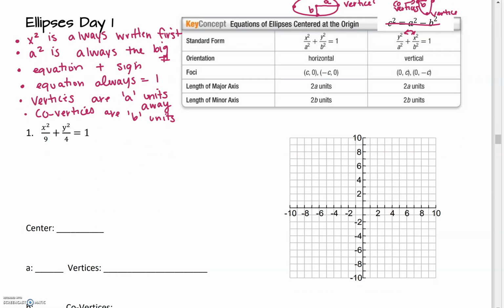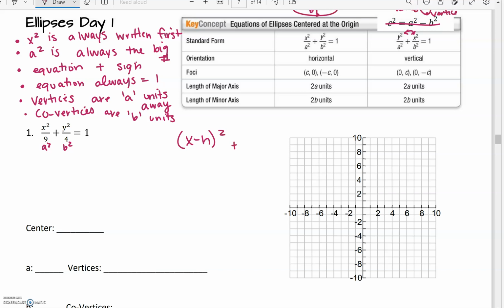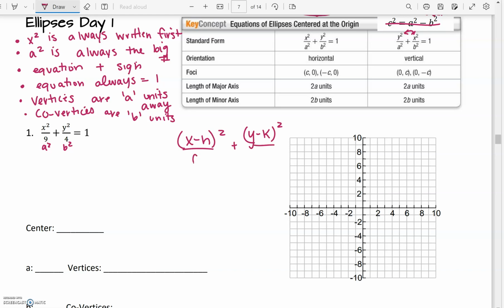Okay, so for our first example here, we have the A squared and the B squared there. Since we've got it in this form, we usually see this is at 0, 0, and nothing is written with these. You might see, if it's not centered at 0, 0, we'll have our H and our K with our X and our Y above that A squared and that B squared equaling 1. So 0, 0 is our center.